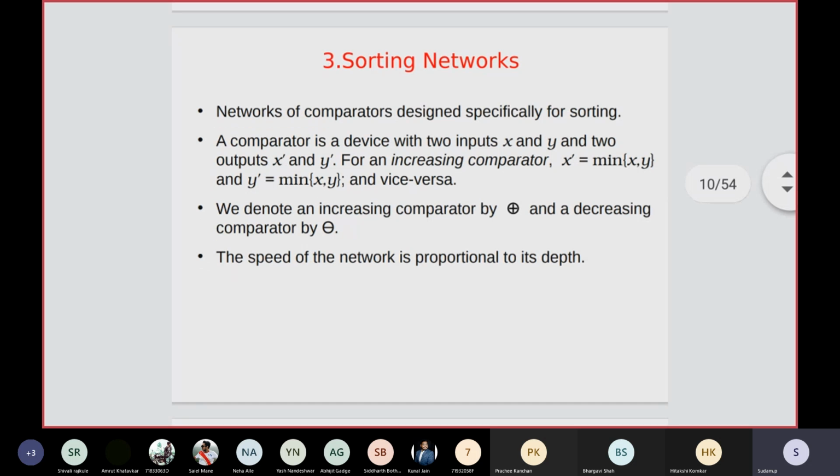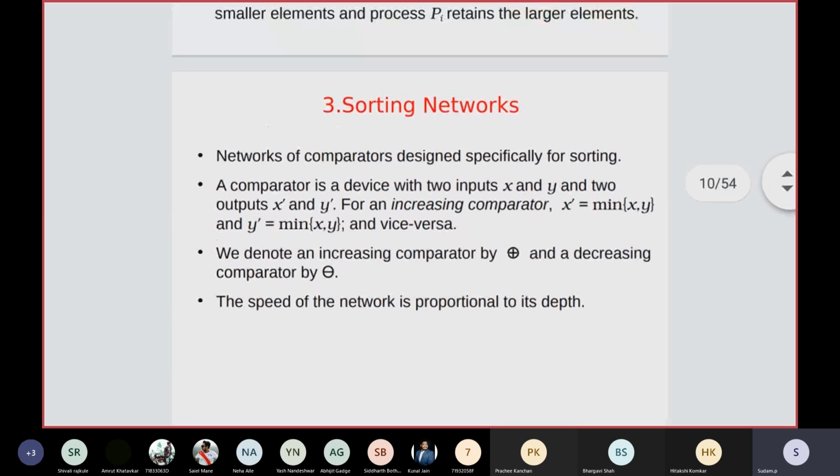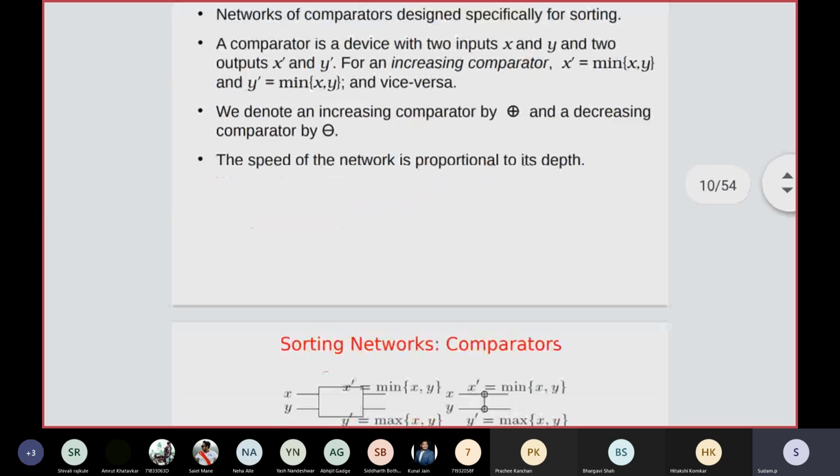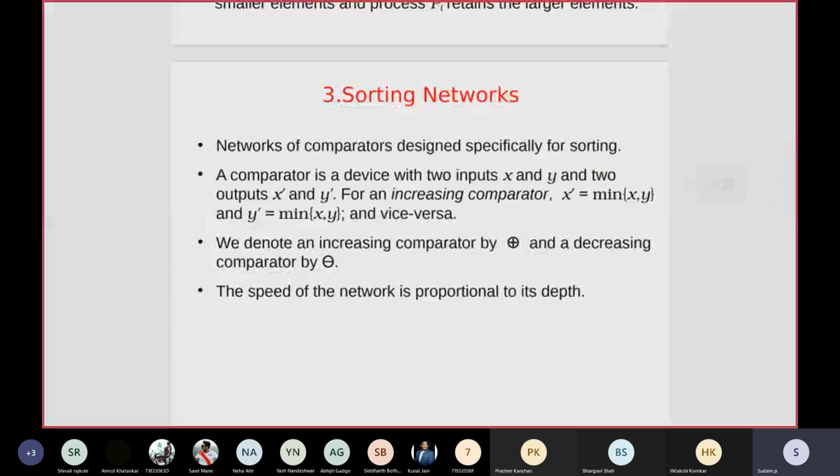In the case of this comparator, the speed of the network is proportional to its depth. It depends on the number of elements, and also on the number of parallel comparators added in that particular network. So we'll see that kind of diagram also.